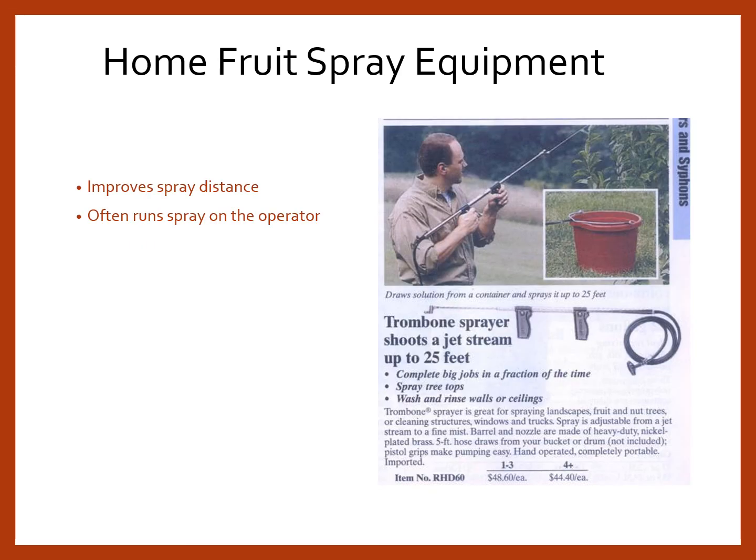This is a trombone sprayer here. This will spray up to 25 feet, which gets up in a tree nicely. And you only have to mix it into a bucket, and you just put the hose down in the bucket. But you have to push that back and forth. It's going to be good distance, but it's going to be hard to keep any spray off of you using this.